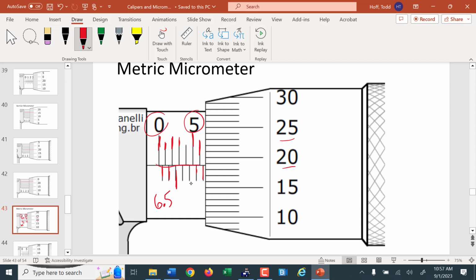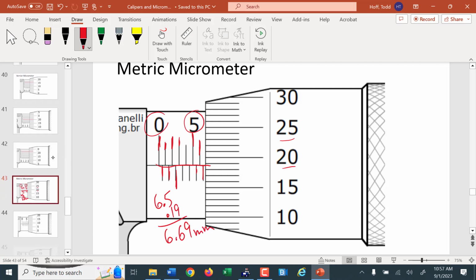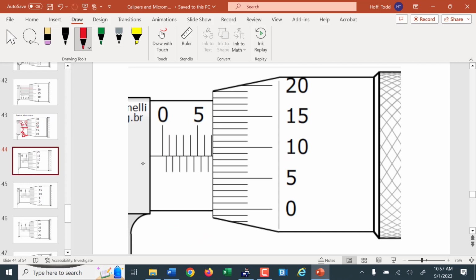Then we read the thimble again where that axis of the barrel is. That would be at 19. That's 19 hundredths. So that's 6.69 millimeters is what that is reading. So for this one, what are we reading off the barrel, off the main scale? 7, and we're not past any half marks. That's 7.0. What are we reading over here on the thimble? 9. That's 9 hundredths, so that's 7.09 millimeters.